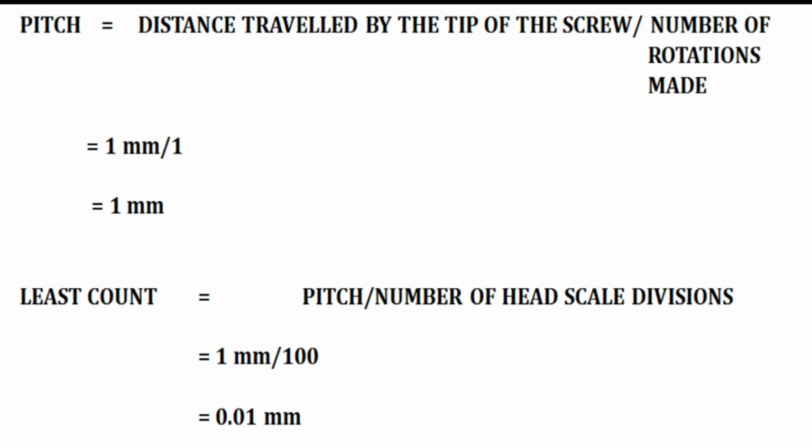Least count is equal to pitch divided by number of head scale divisions. If you look at the screw gauge, you can see that it has 100 head scale divisions. So least count is equal to pitch divided by number of head scale divisions, which is equal to 1 millimeter by 100, which is equal to 0.01 millimeter. Hence, the least count of a screw gauge is 0.01 millimeter.